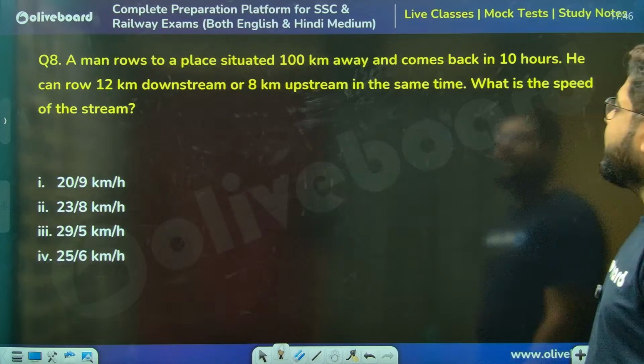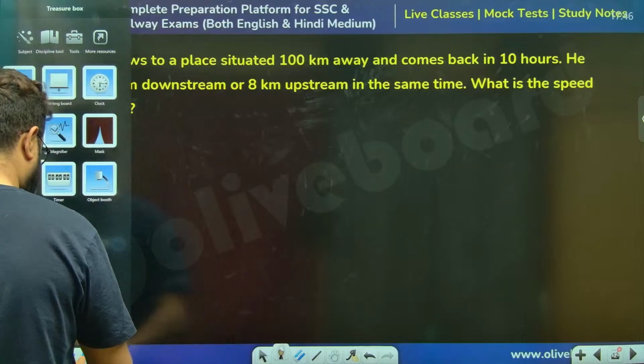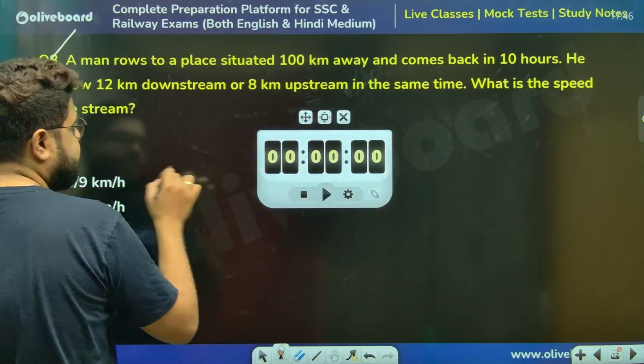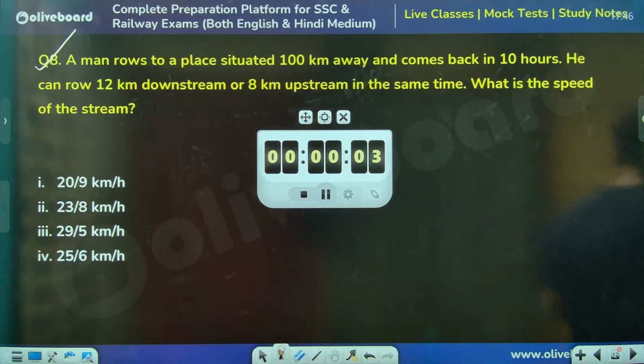Sir, boat and stream, chalo sir. Boat and stream, it takes a little bit of time. Boat and stream questions generally takes a little time to solve. Please do this. 40 seconds.